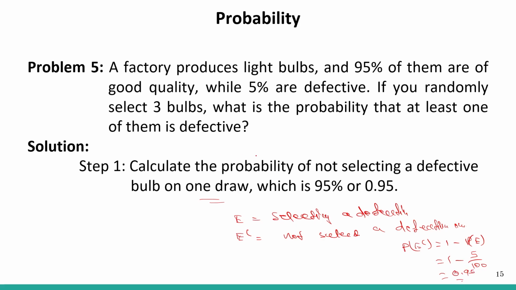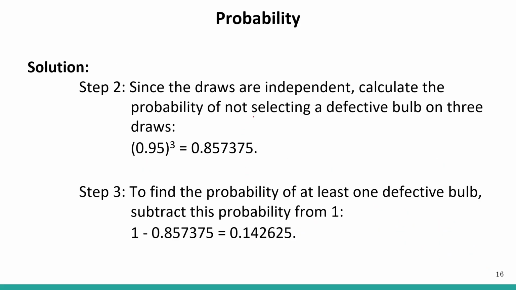Okay, so which is 95%. So we have calculated the probability of not selecting a defective bulb in one draw. Since the draws are independent, because drawing one does not affect the other, because the factory produces bulbs regularly, the number of bulbs does not decrease. So the probability of not selecting a defective bulb in the 3 draws will be what? 0.95 into 0.95 into 0.95.